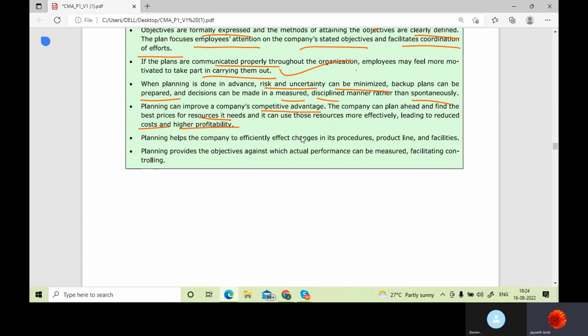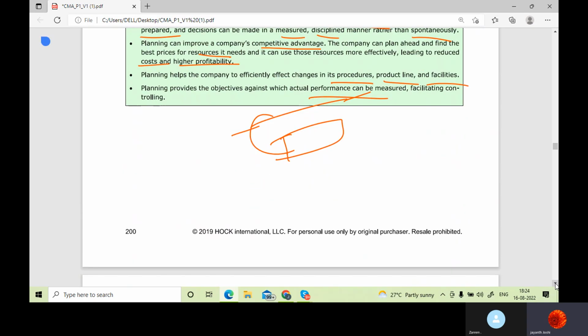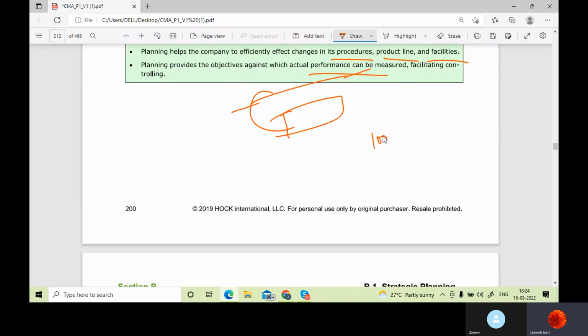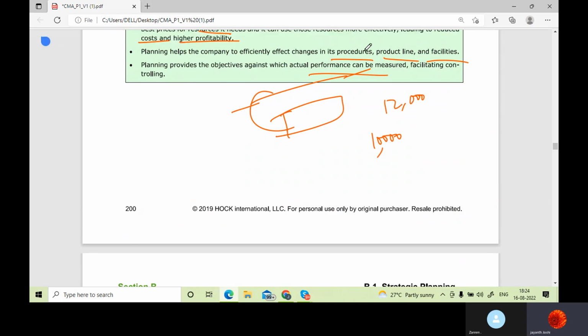Planning helps the company to efficiently effect changes in its procedures, product line, and facilities. Planning provides objectives against which actual performance can be measured. See, you make a plan, that is a budget, let's say, and you see in actuality how much you are spending. So you can compare and do the variance analysis. That means if you have budgeted 10,000 and it has gone to 12,000, then you should again see what changes you can make to bring it to this figure, or you can try to minimize your cost.